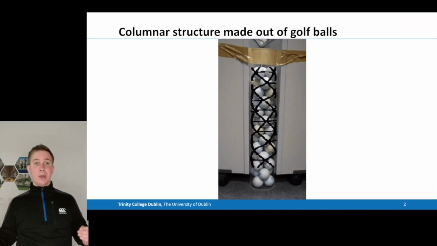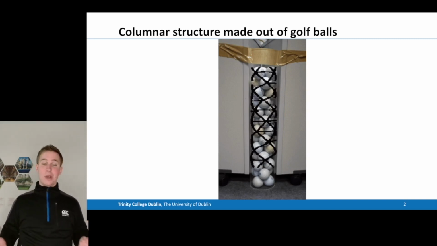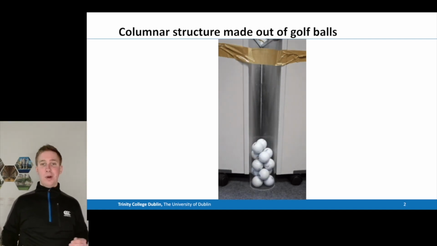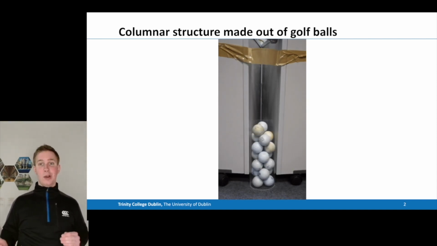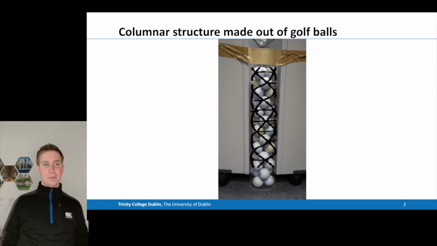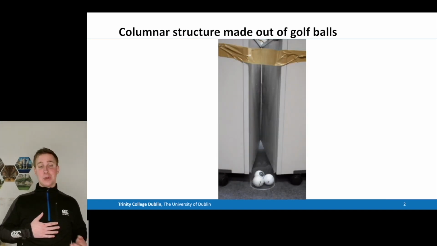So this here is a simple experiment on how you can create columnar structures yourself at home, for which you only need some golf balls and a cylindrical tube. By sequentially dropping golf balls inside a tube, the golf balls automatically assemble to this nicely ordered structure. This is already an example of a so-called columnar structure. And at the end of the GIF, I added these overlaid lines to the golf ball packing. These lines represent the contacts between the golf balls, and we will see later that they help us to identify the actual structure type.